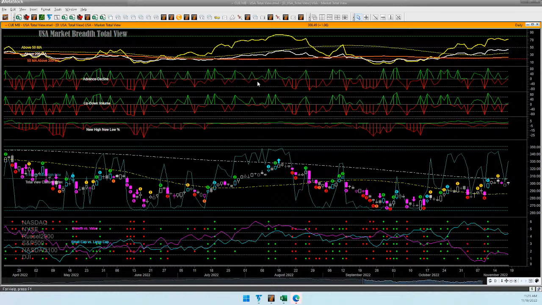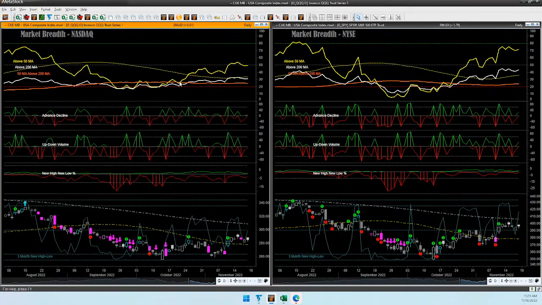What is stronger, NYSE or Nasdaq? Let's look at that, drill down into market breadth. Let's look at the yellow line, percentage of stocks above 50 MA. For Nasdaq, it is right at 50% level. For NYSE, it is at 70% level. So Nasdaq is much weaker than NYSE. NYSE stocks are approaching the overbought level. For Nasdaq, there is still a long way to go.